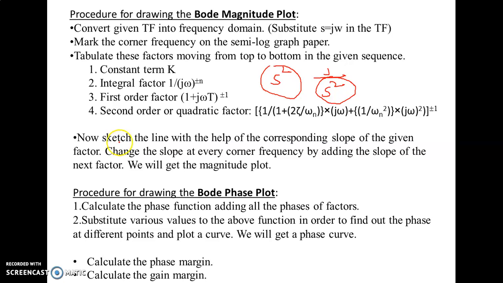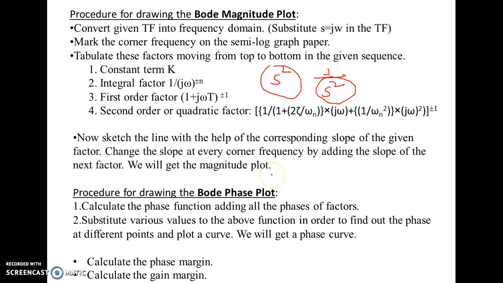Then you have to draw the line with the help of the corresponding slope of the given factors. At the corner frequency, the slope is changing, so by adding the slope of the next factor, it will automatically add. I will explain how to calculate the values in the examples. From this, we can find the magnitude plot. You need to follow these steps.